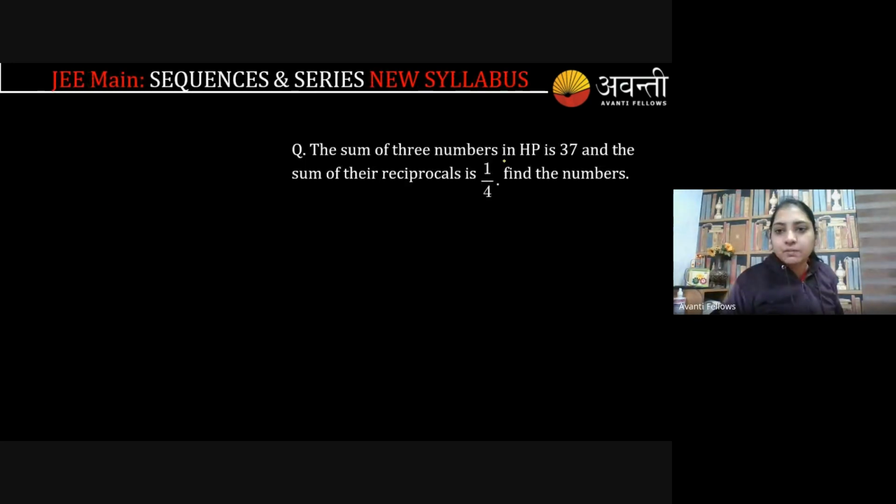See, the sum of three numbers in HP is 37. The sum of their reciprocals is 1 upon 4. Find the numbers. Should I give you time to solve this question? Yes, ma'am. How many are ready to solve this question? Okay. Take 2-3 minutes of time to solve this question.